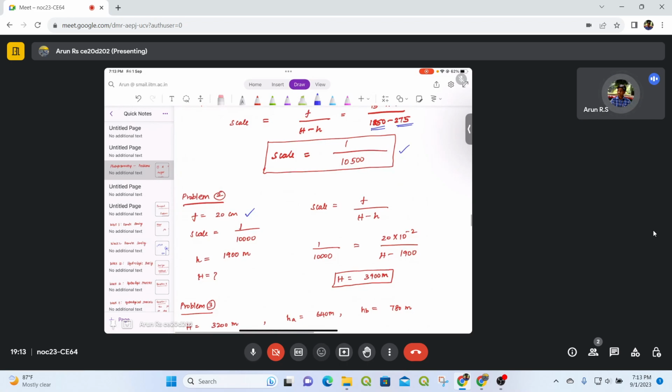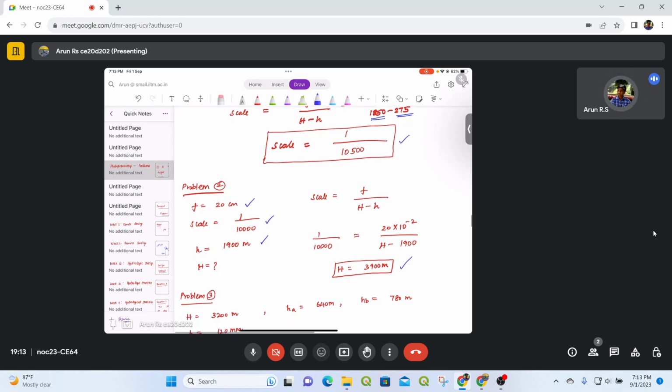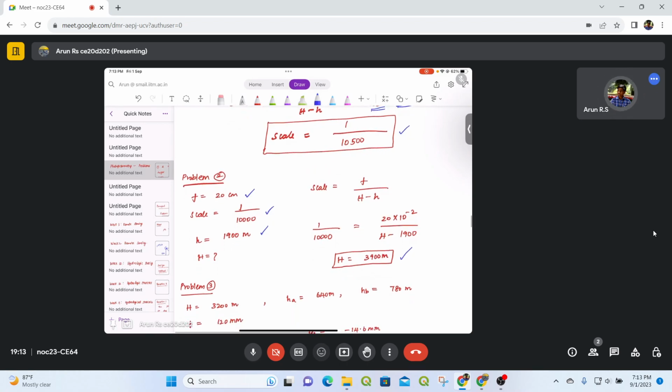So focal length is given, scale is given, 1 by 10,000, and the height above the mean sea level, that is 1900 meters ground elevation, that is given. So capital H is the only unknown. So if we substitute, we get the value as H is equal to 3900 meters.